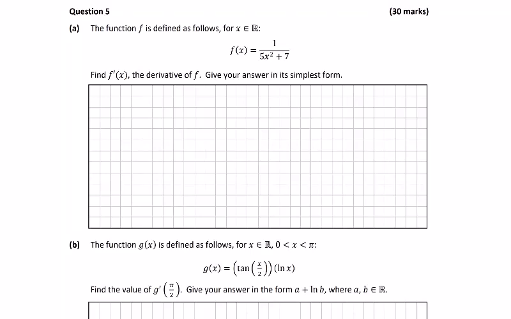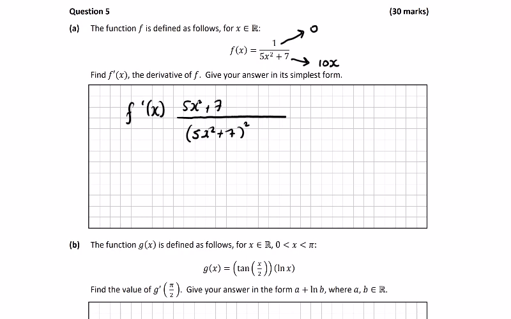We have question 5 here, some calculus questions. The derivative of this quotient rule question. Derivative of the top is 0 and the derivative of the bottom is 10x. So we have f prime x is going to be on the bottom, we have the bottom squared. And on top we have the bottom by the top differentiated minus the top by the bottom differentiated.